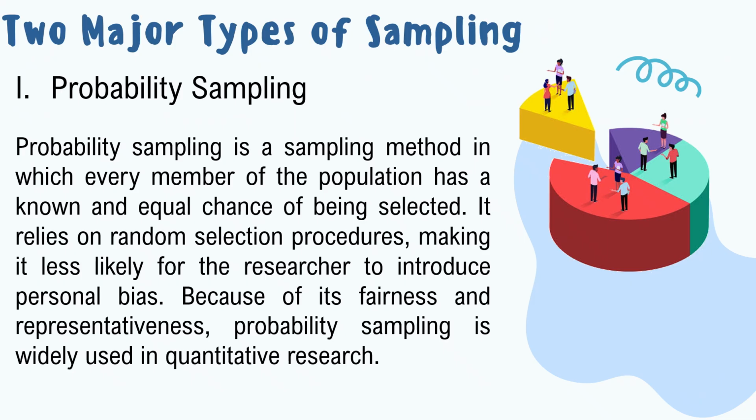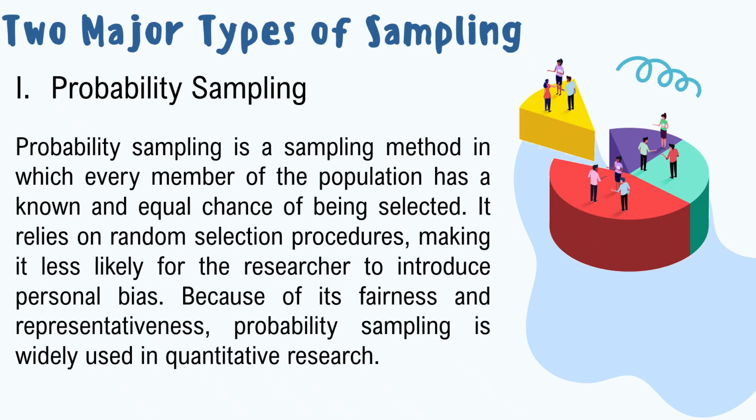Let's begin with probability sampling. So probability sampling is a sampling method in which every member of the population has a known and equal chance of being selected. So the key idea here is random selection. Okay, random selection means that the researcher does not simply choose participants based on personal preference. So if there are 1,000 students, each student has a chance of being selected according to the random procedure. Okay, so if I choose only my friends, is that probability sampling? No, because that is not a random selection.